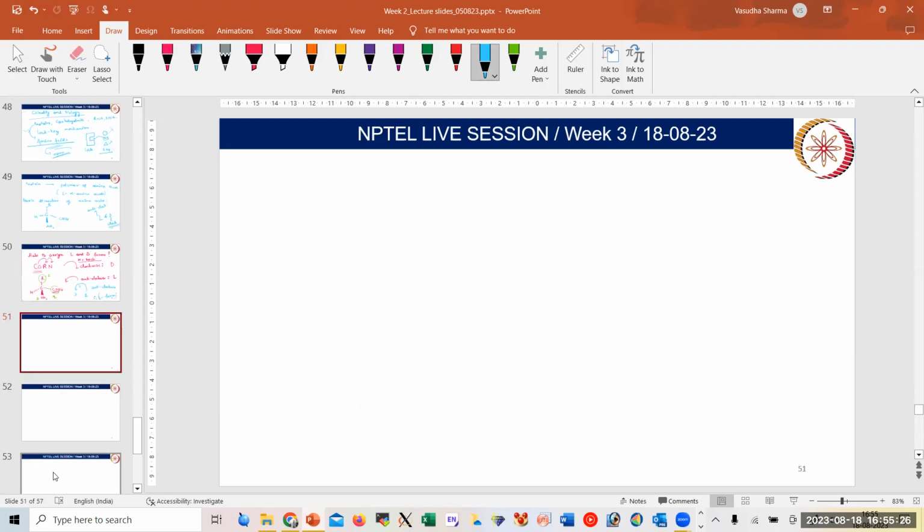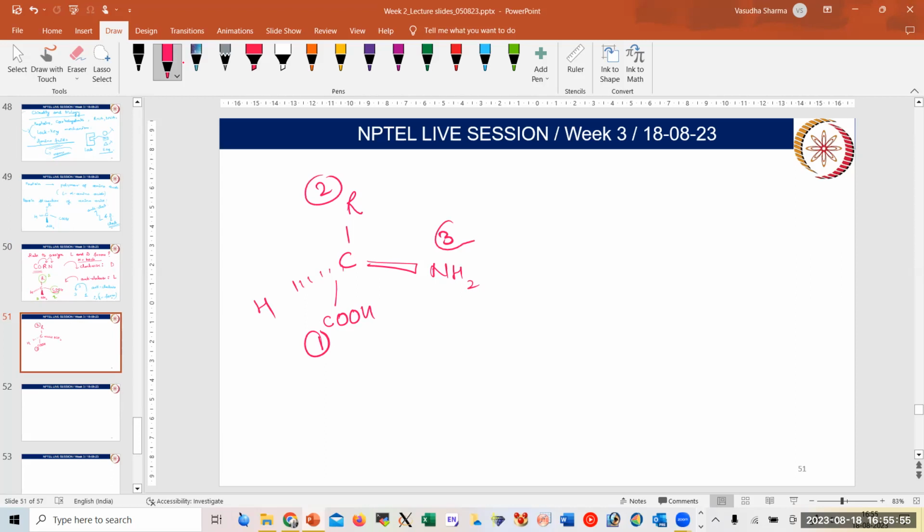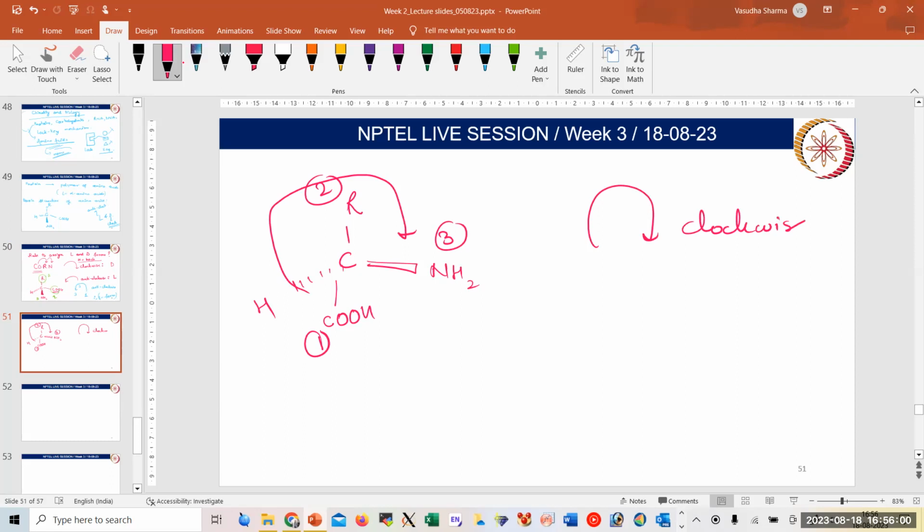Whereas, if we have C, R, so 1, 2, 3, in this particular form, that is clockwise, it will be a D isomer.